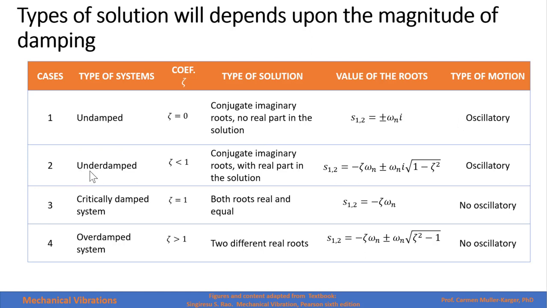The second one is the underdamped system, when zeta is less than 1, and we get two complex roots with a real part in the solution. This is the real part of the solution, and this is the imaginary part of the solution, and this is oscillatory as well. The third type of motion is when we have a critically damped system. As you recall, we defined the critical damping coefficient when the radical of our solution was equal to 0. Therefore, we have only two real solutions of the system, and they are equal. And this type of motion is not oscillatory. And the last one is the overdamped system, when zeta, or the damping ratio, is greater than 1. We have two different real roots, and in this case, we do not have an oscillatory motion either.